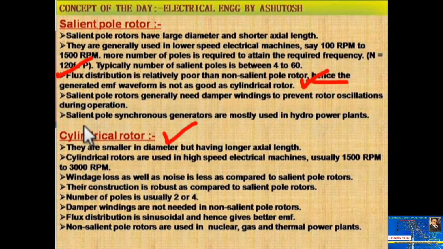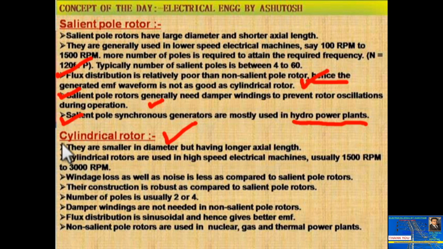And then you can see salient pole rotors generally need damper windings to prevent rotor oscillations during operation. So to start the salient pole rotor, to make it self-start, and to prevent damping, damper windings are used here. Also you can see salient pole synchronous generators are mostly used in hydroelectric power stations, which are called low speed alternators. So guys, these are also called hydro alternators.